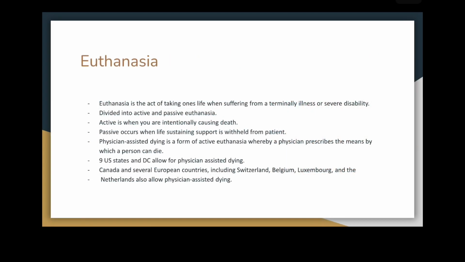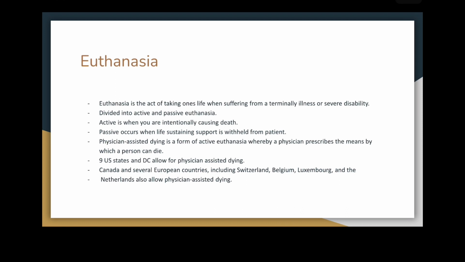Euthanasia. Euthanasia is the act of taking one's life when suffering from a terminally ill or severe disability. It is divided into active and passive euthanasia. Active euthanasia is when you are intentionally causing death, while passive euthanasia occurs when life-sustaining support is withheld from a patient.